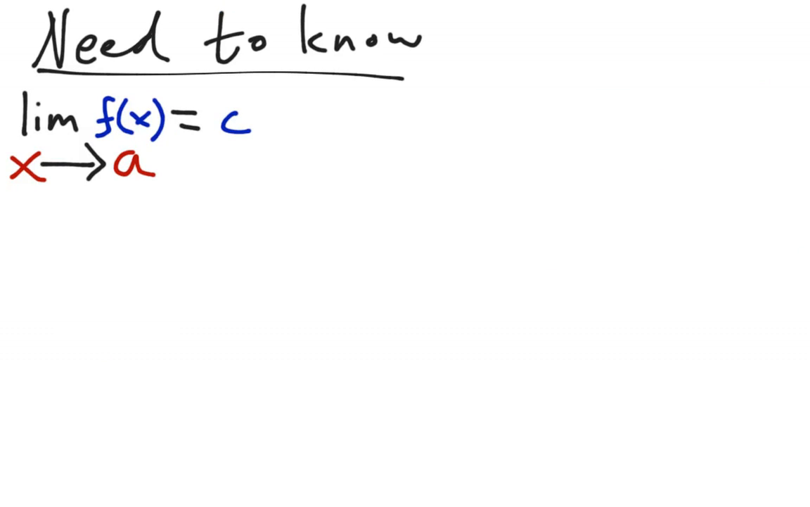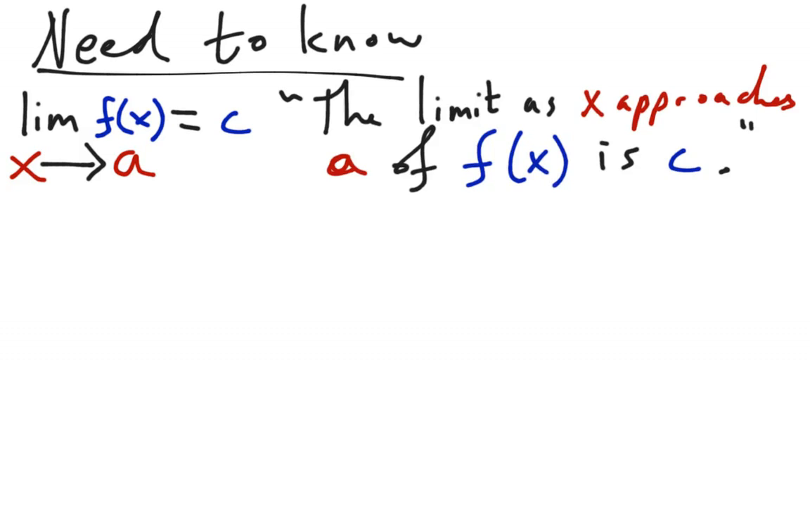What you will need to know for a test or a quiz or the AP exam, or just for life in general, is how to say this idea in words. The way to do that is: the limit as x approaches a of f of x equals c. There's our sentence all nice and pretty. And here is a graph to go along with it.